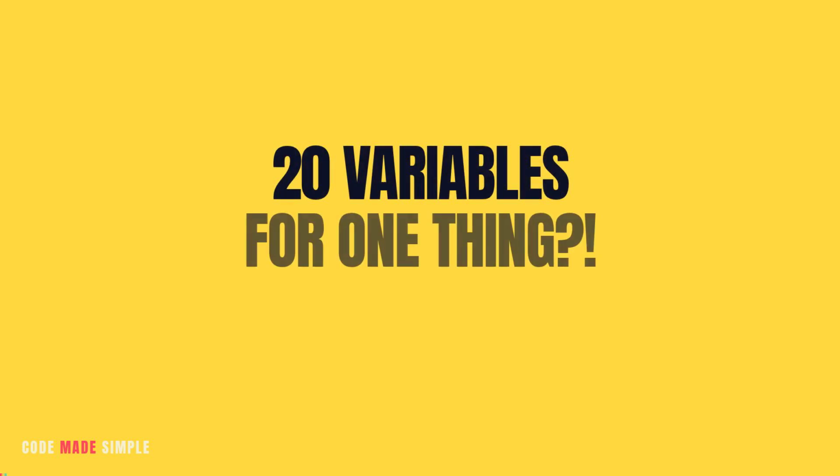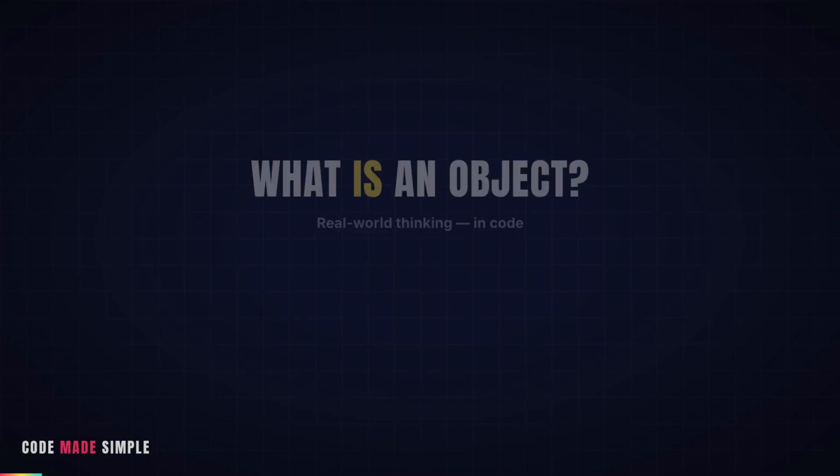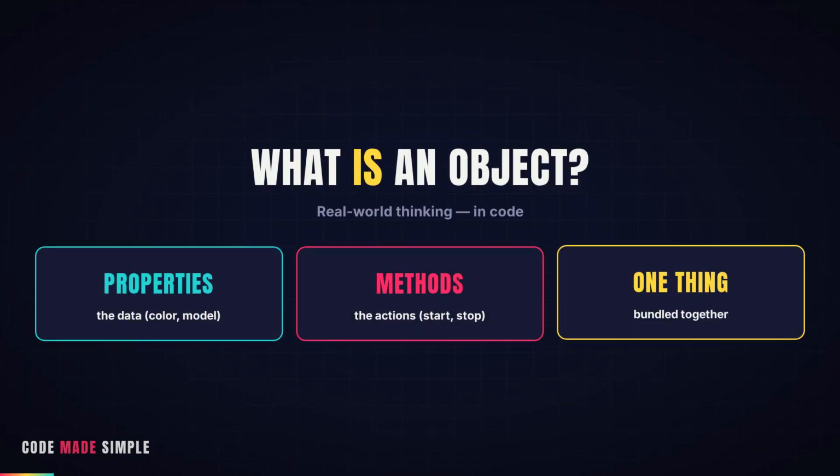Stop declaring 20 variables for one thing. There's a better way, and it's called an object. Let's unlock it. In the real world, a car has properties: color, model, weight, and actions: start, drive, stop. JavaScript objects work the same way. Properties are data. Methods are behavior. One thing, described completely.